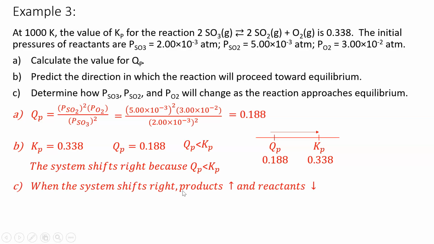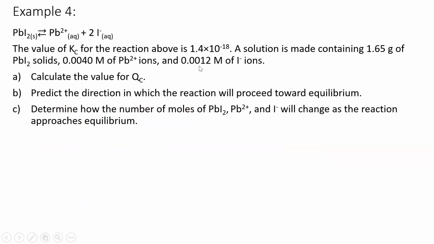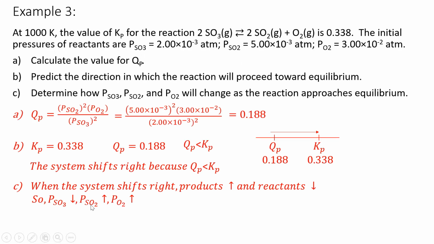When the system shifts right, and this is part C, it says determine how each of those pressures will change as the reaction approaches equilibrium. Well, if it's shifting to the right, that means we're increasing the amount of products and decreasing the amount of reactants. So I'm going to decrease the pressure of SO3 because it is a reactant, and increase the pressure of SO2 and the pressure of O2 because those are the products.